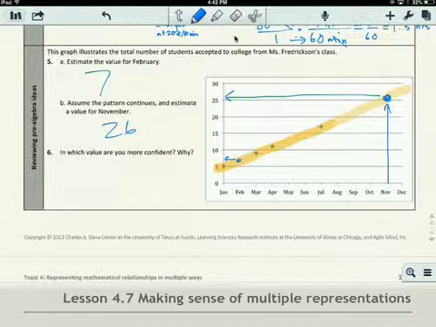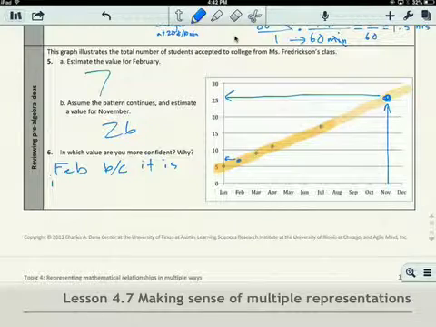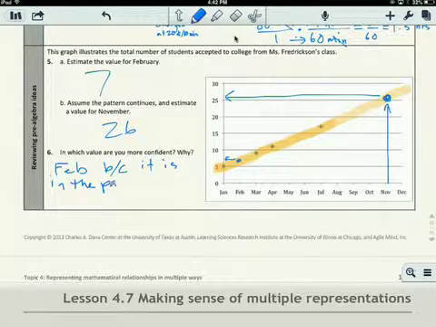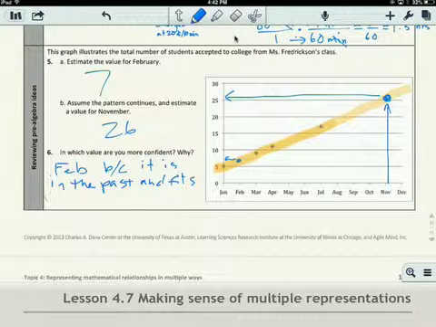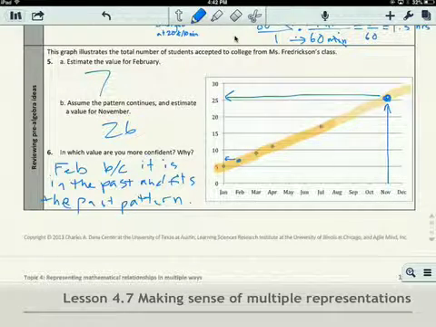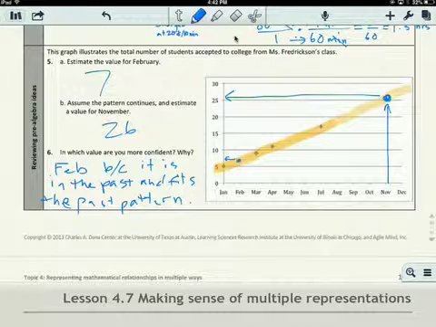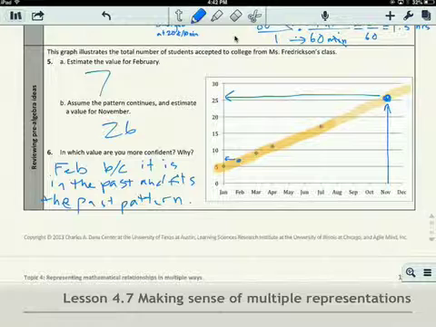I think I'm more confident about February because it is in the past and fits the past pattern. And you can only be somewhat sure that the pattern will hold in the future. So you can use past data to make better assumptions about what happened in the past than you can use past data to predict the future. That's just a general thing.